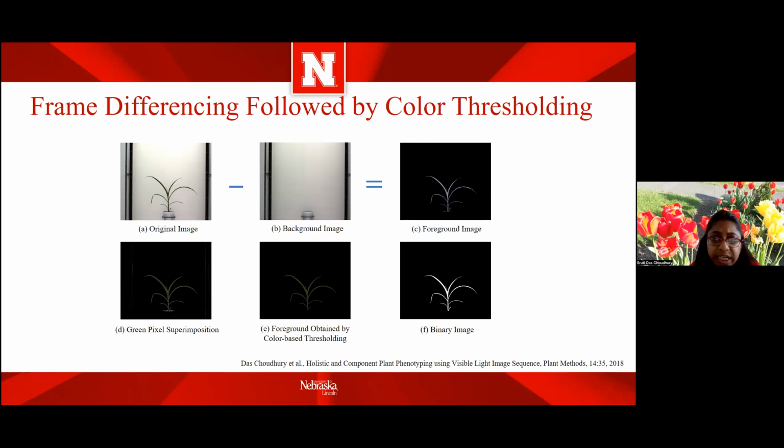It works great for clear backgrounds like in LemnaTec high-throughput plant phenotyping. As we have seen, the background is pretty clear, and it works quite well because it's the simplest type of segmentation; it needs a very clear background and non-overlapping regions and objects, and it worked fantastically. For more information, you could refer to our publication, where frame differencing followed by color thresholding has been explained in detail.